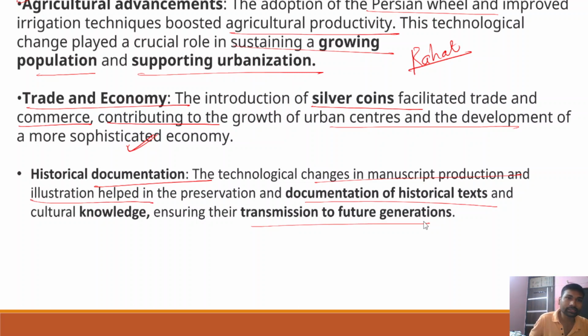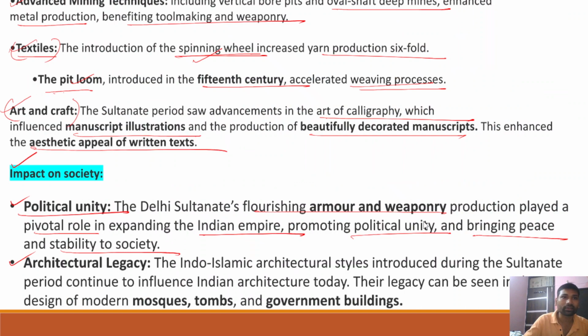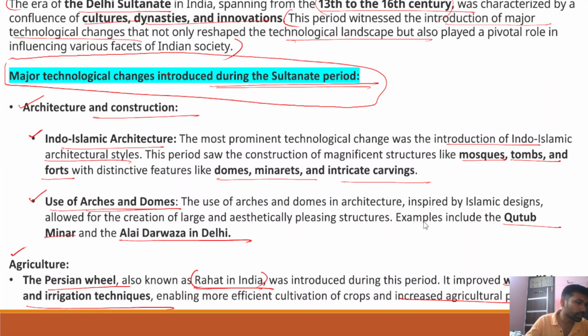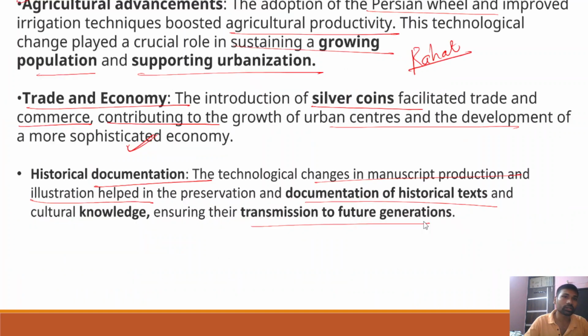Now it is a well structured answer because we have addressed all the parts given in the question, and we need to conclude with a balanced conclusion. How can we write a conclusion? We can conclude by stating the significance of the technological changes during the Delhi Sultanate period, how they influenced technological changes in later periods, and how they had a positive impact on Indian society.